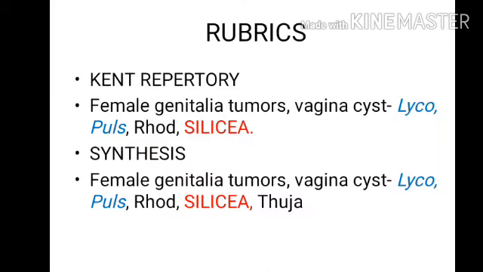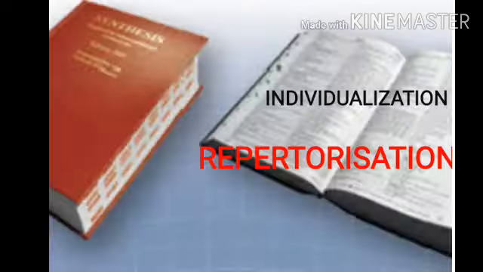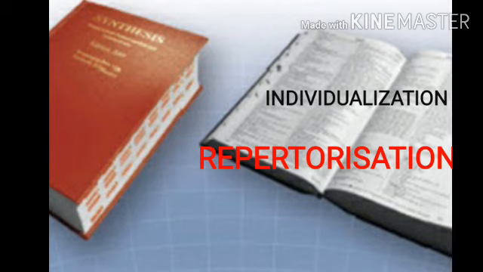Regarding the rubrics, female genitalia, tumors, vagina, cyst: under this rubric there are only 4 medicines in Kent's repertory and 5 medicines in Synthesis. The main medicines are Silicea and Pulsatilla. So in order to get other medicines, we have to consider rubrics like inflammation glands, swelling glands, induration glands, along with the general symptoms of the patient and the female sexual symptoms of the patient, so that we will get a wide range of medicines.